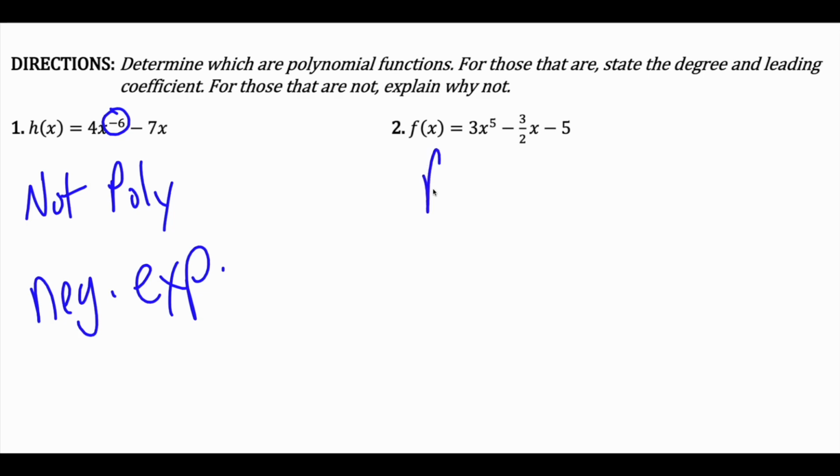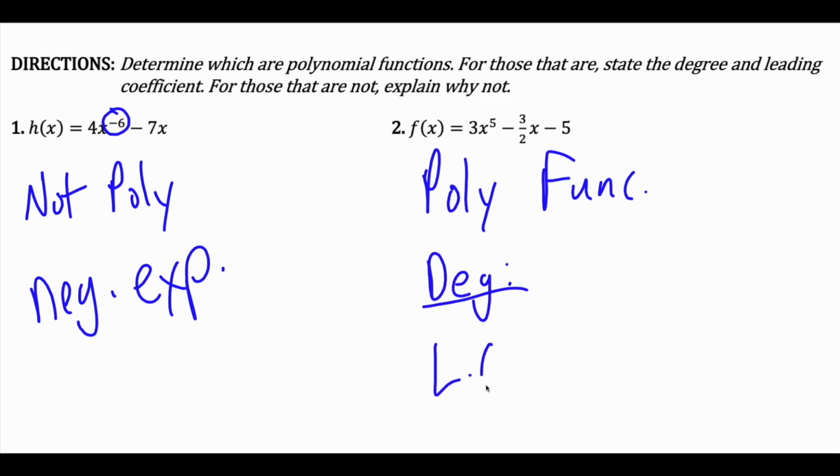For number two, this one is a polynomial function. So if it is a polynomial function, we will go ahead and label the degree and the leading coefficient, which I'll just abbreviate LC for leading coefficient. So the degree is your highest power, which our highest power here is a 5. And then the leading coefficient is just the number out front of that term, so that will be a 3. Okay, so again, starting off with some basic problems here, nothing too elaborate happening in those two.